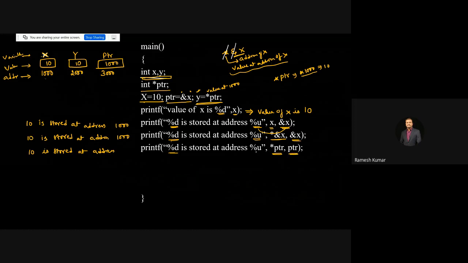What is the next one? Next, percentile d is ptr. What is there in the ptr? 1000. So here I will be showing different ways. The output is the same, but we are accessing the same thing in a different way.